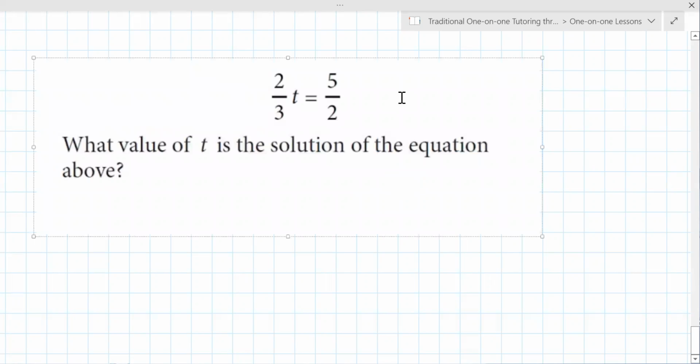All right, go ahead and give that a try, please. 4t equals 15. I got t equals 15 over 4. Yes. Very good. All right. We may work through this one together, but you may want to take a look at it now.